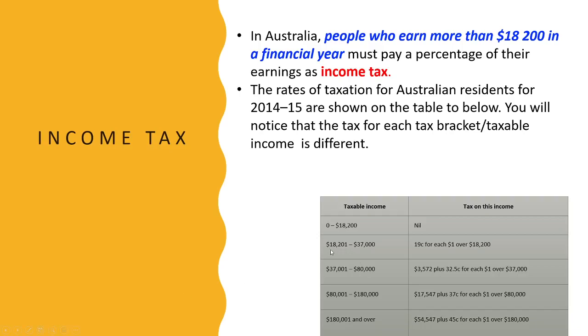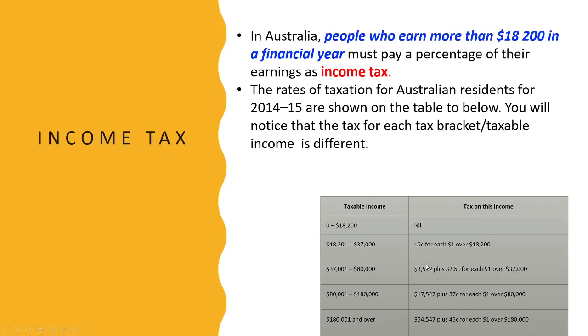So from 18,200 up to 37,000, it's 19 cents per dollar. From 37,000 up to 80,000, it's 32.5 cents for every dollar. For 80,000 up to 180,000, it's 37 cents for a dollar. And if you earn more than $180,000 in a year, you pay 45 cents for every dollar over that $180,000.